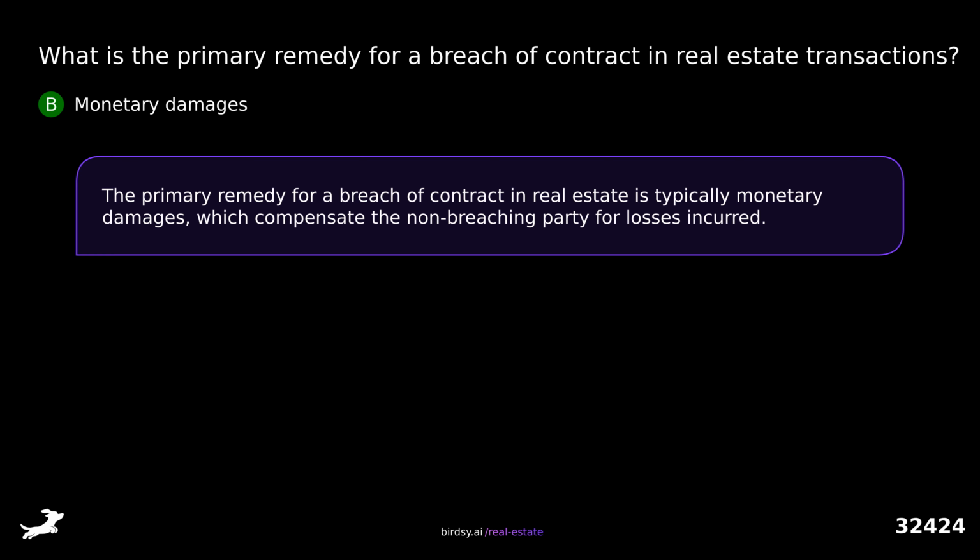The primary remedy for a breach of contract in real estate is typically monetary damages, which compensate the non-breaching party for losses incurred.